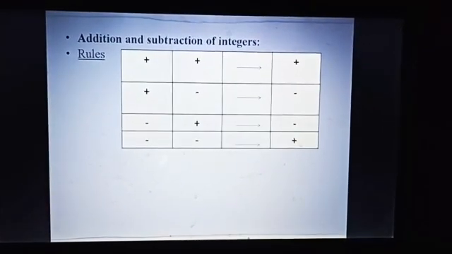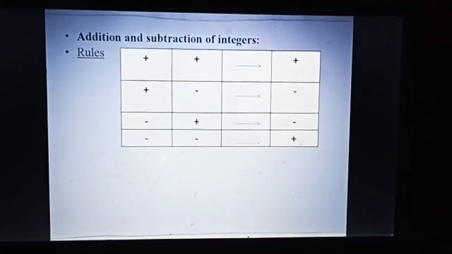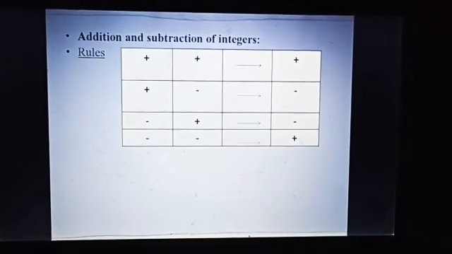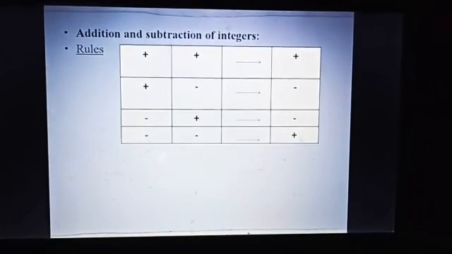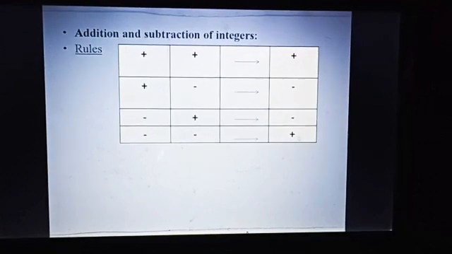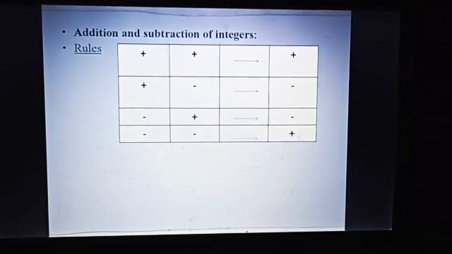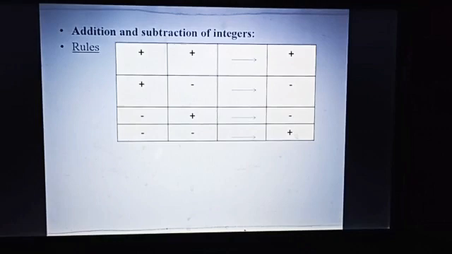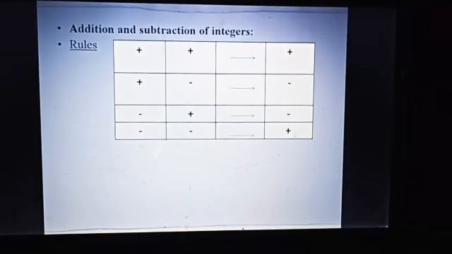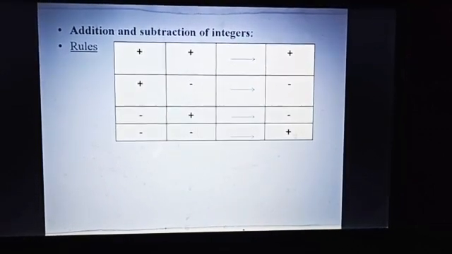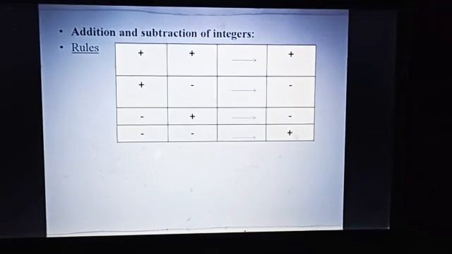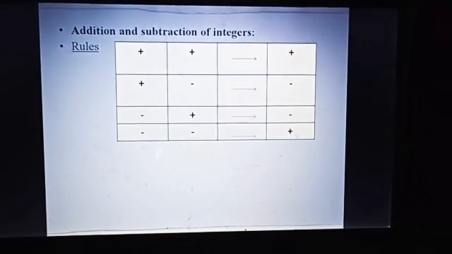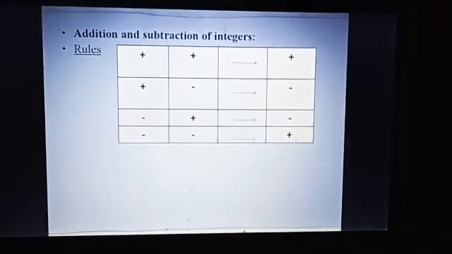Rule first: if we have two positive integers, then we have to add them. If we have the first integer as positive and the second one as negative, then we have to subtract them. If we have the first negative integer and the other is a positive one, then we have to subtract them. If both the integers are negative, then again we have to add them.